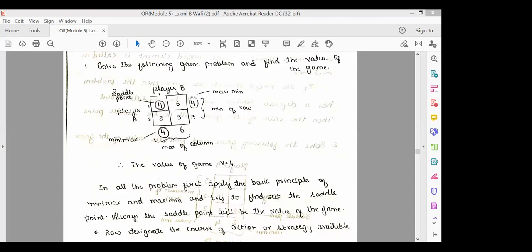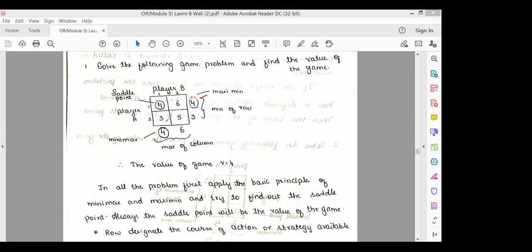I was discussing this problem, and we were trying to find out what the saddle point is for a given problem. So here we have followed the maximin and minimax concept to find the saddle point. What we have done is verify row-wise. In the first row, find which is the minimum. Comparing 4 and 6, 4 is the minimum. So write it next to this row.